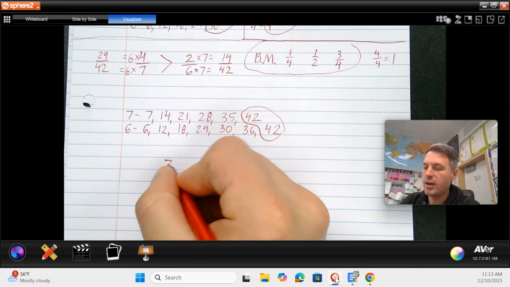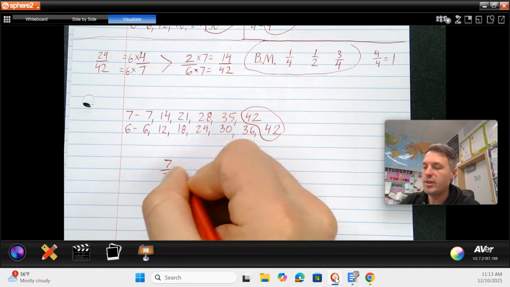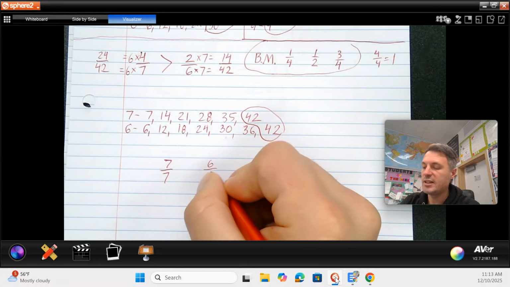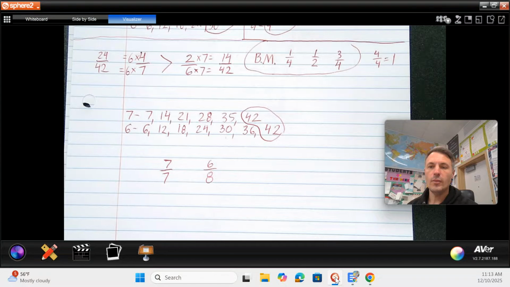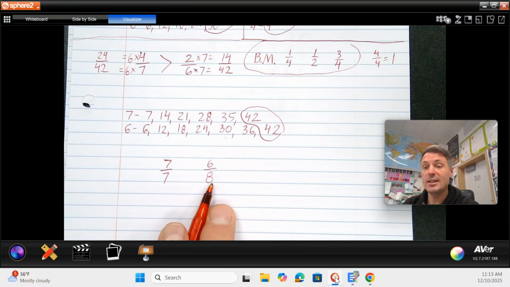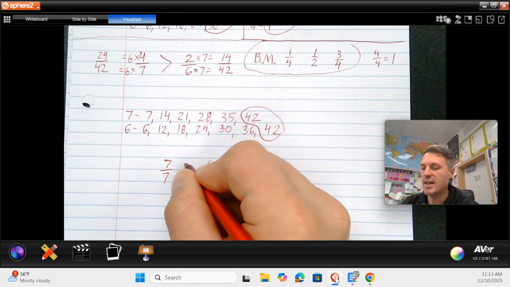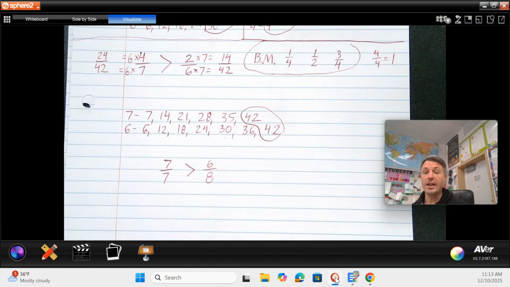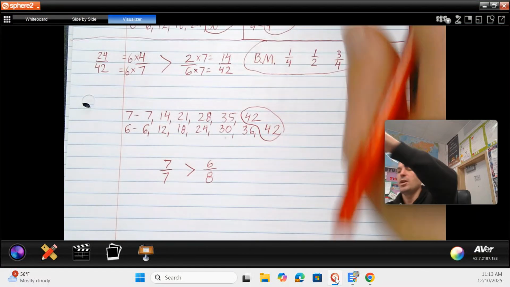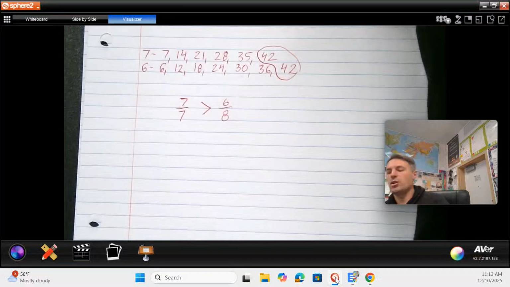Let's say you had to compare 7/7 to 6/8. We already know this fraction has to be bigger because 6/8 is less than 1, and 7/7, since the numerator and denominator are exactly the same, has to be more than 1. Okay, so that's how you can compare fractions.